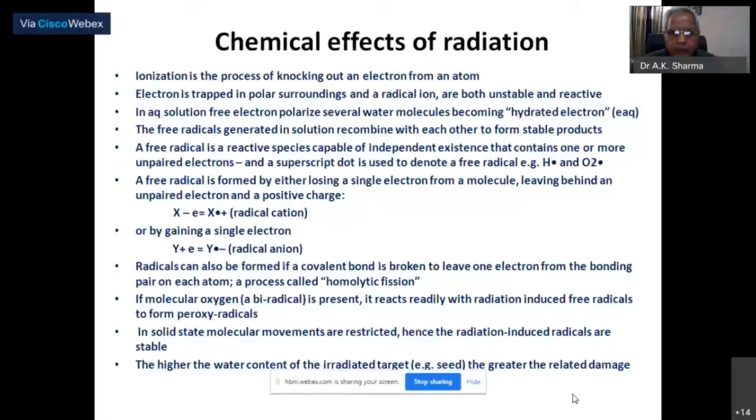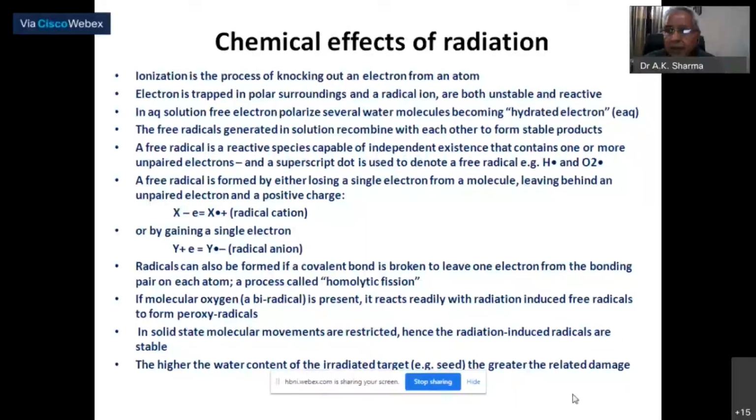Radicals can also be formed if a covalent bond is broken to leave one electron from the bonding pair on each atom. So it's in case of homolytic fission, that means equally breaking. So each atom will get one electron, and a radical can be created. If oxygen, which is a biradical, is present, it reacts readily with radiation induced free radicals to form peroxy radicals. In solid state molecular environment, the movement of the radicals is restricted.